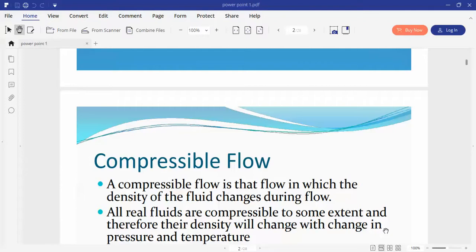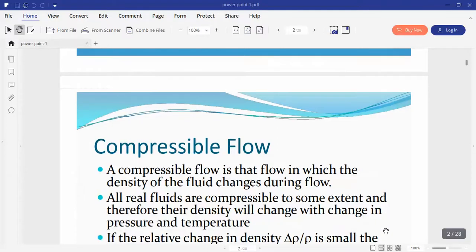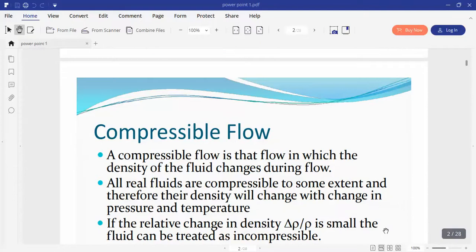A compressible flow is that flow in which the density of the fluid changes during the flow.